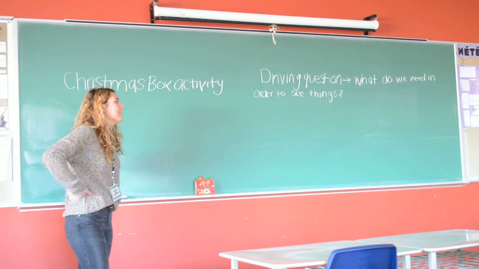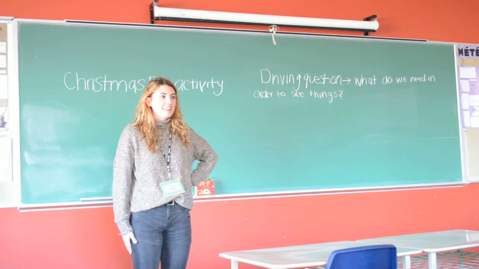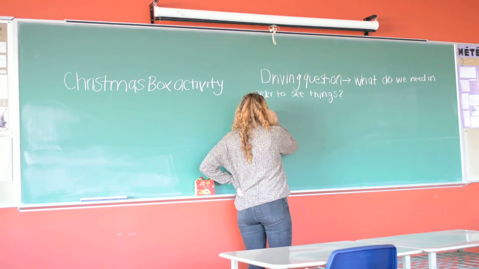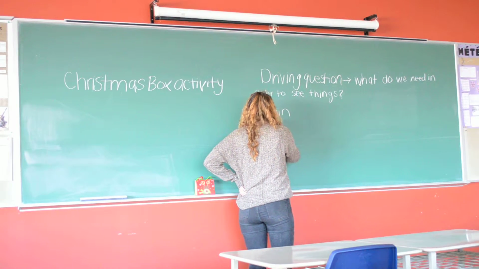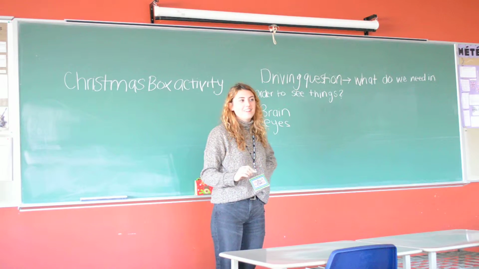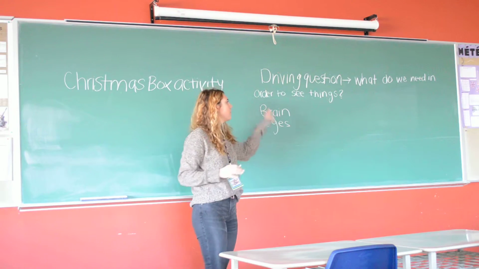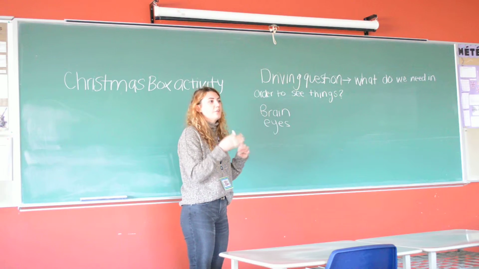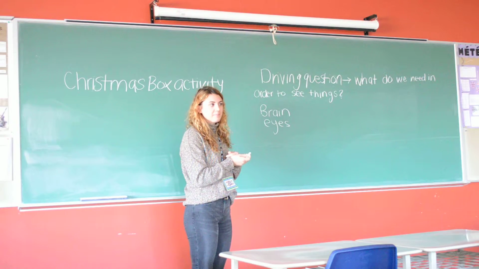Okay, so what allowed you guys to see these things? Our brain. Your brain. Okay, so I'll write that down. What else? Eyes. Okay, perfect. And anything else? No? Okay, so this leads me to the question we're going to be focusing on today: what do we need in order to see things? So you guys said your brain, eyes, so we can start off with these kinds of things.